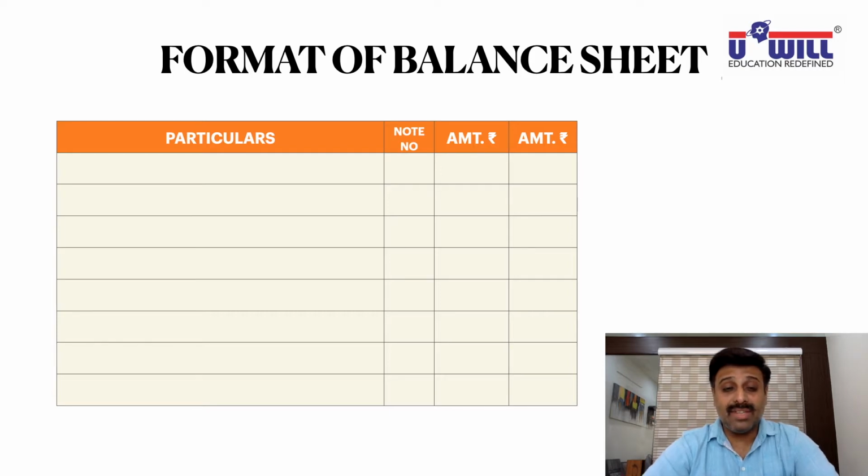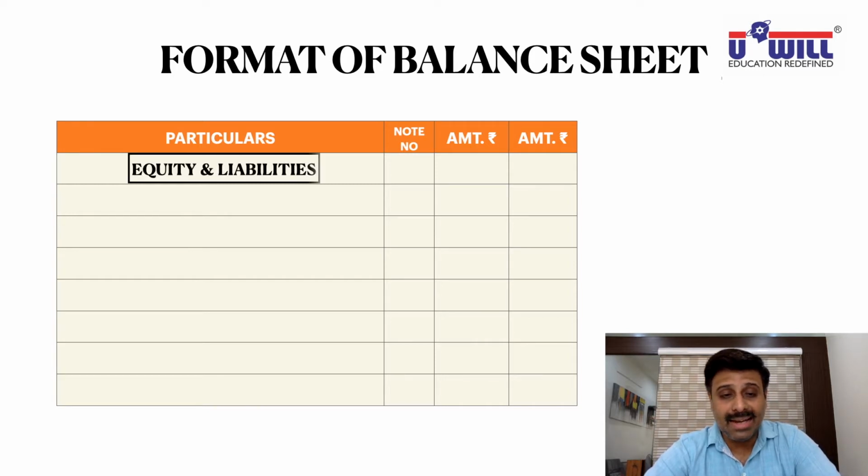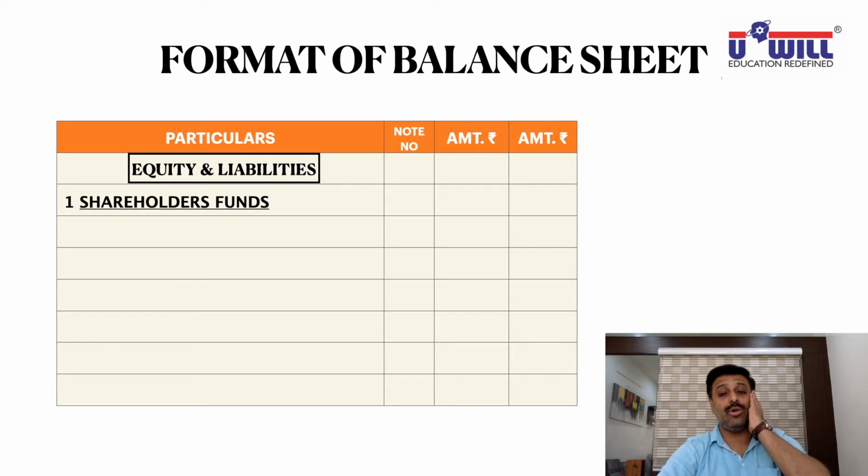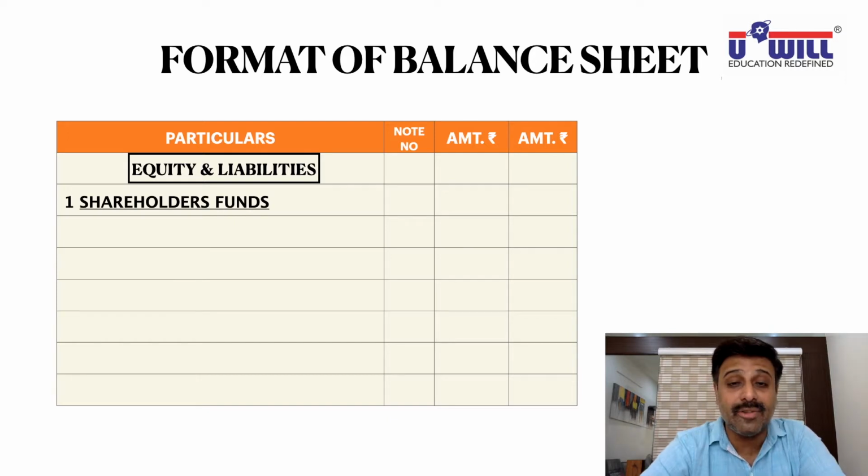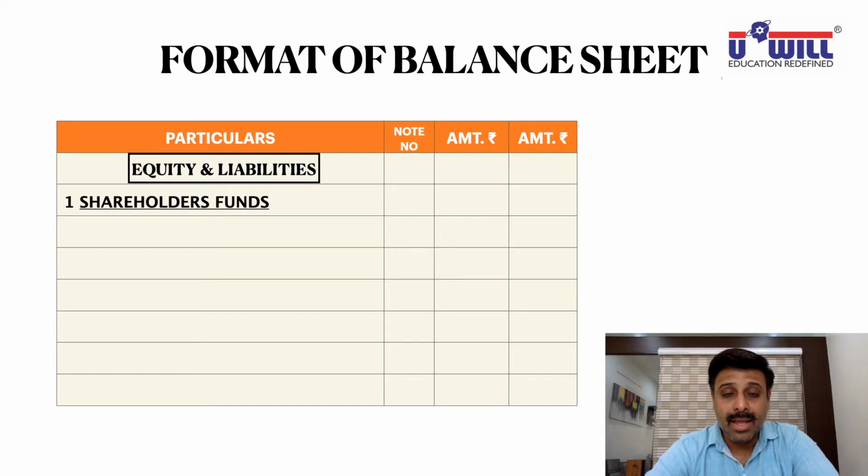I hope you all are done with the formats. Now be attentive. Just now, as we already studied, that first heading will be equity and liabilities. Okay, there are two sides, equity and liabilities. Within equity and liabilities, what does equity stand for? Shareholders funds. All of you write down shareholders funds. Wherever required, you can pause the video and write down the things. Okay, so first heading will be shareholders funds.